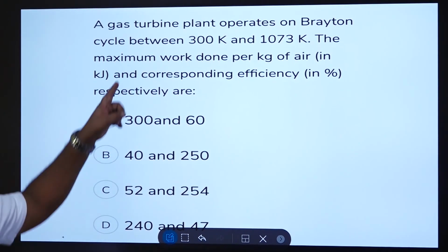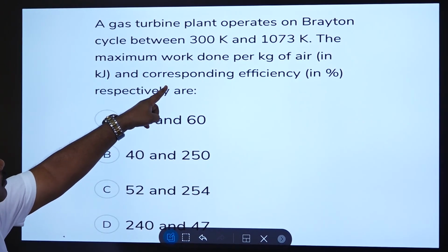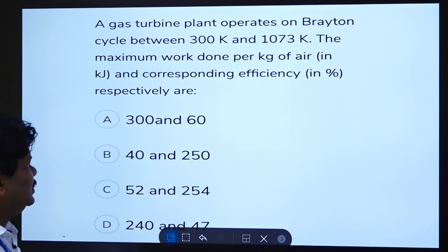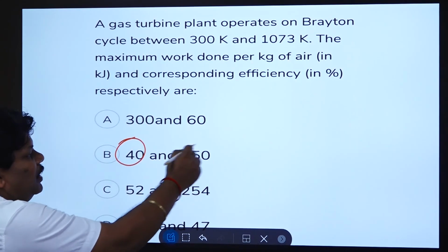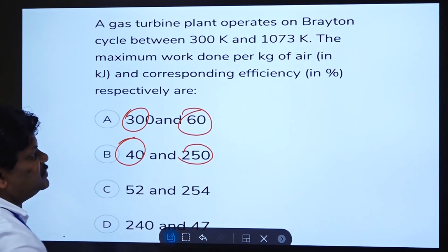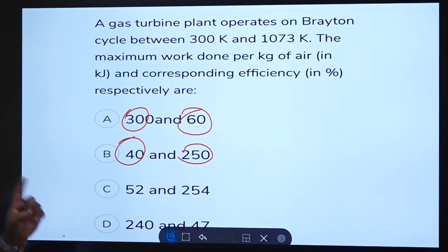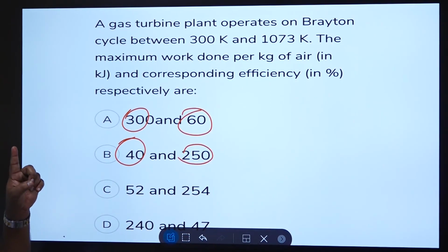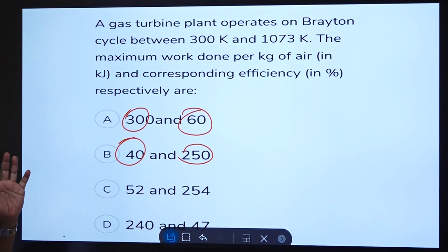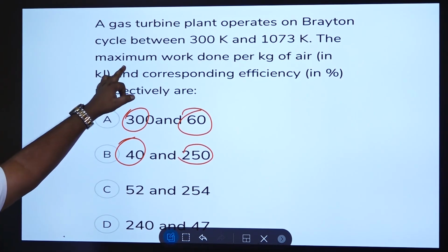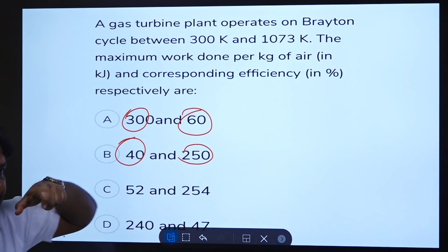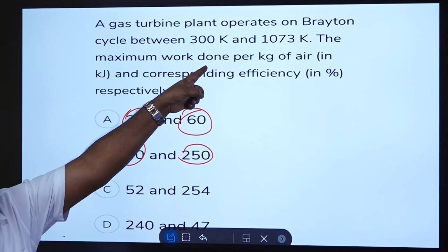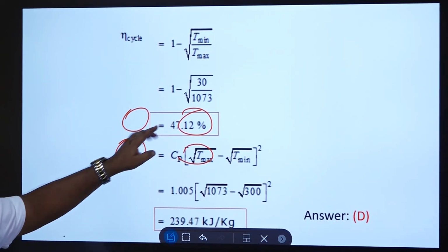A gas turbine plant operates on the Brayton cycle between the temperature limits. What is the maximum work done per kg of air and the corresponding efficiency? So you know the ratio of temperatures, root of T minimum by T maximum. So you have to use that where you are going to use this maximum work formula, you have to relate this minimum and maximum temperature with this maximum work done.